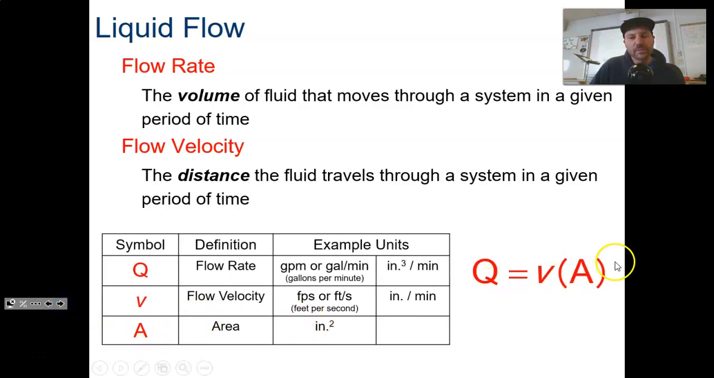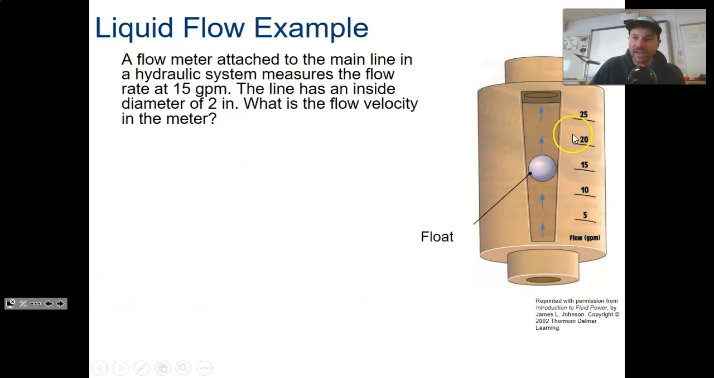So this is the equation that we're going to use, and I'm going to use it on a problem coming up here, where we've got a flow meter. A flow meter is attached to the main line in a hydraulic system. It measures the flow rate at 15 gallons per minute. The line has an inside diameter of 2 inches. What is the flow velocity in the meter?